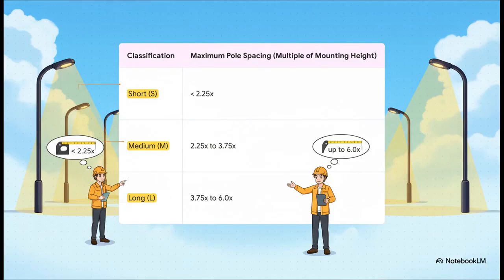And this is where the rubber really meets the road. That longitudinal throw directly impacts how far apart you can place your light poles. See? A light with a short distribution means you have to place those poles much closer together. But a fixture with a long distribution, well, that can punch light way down the road, letting you space those poles out up to 6 times the mounting height. You can imagine what that does for project costs and the overall look of a street.